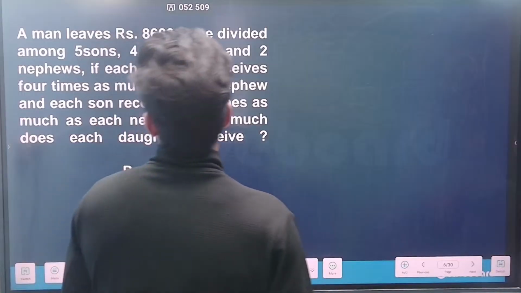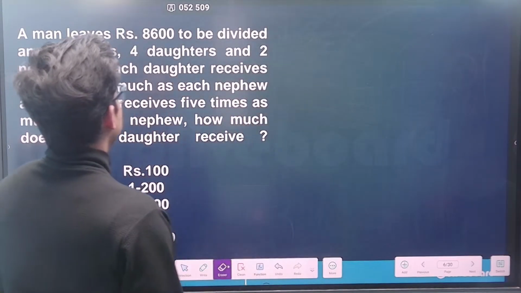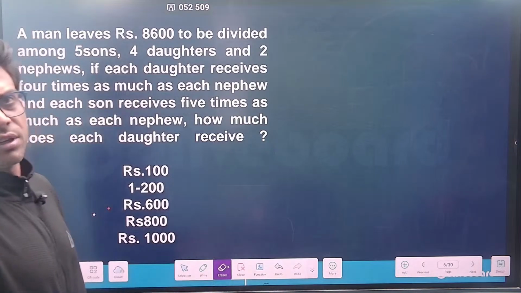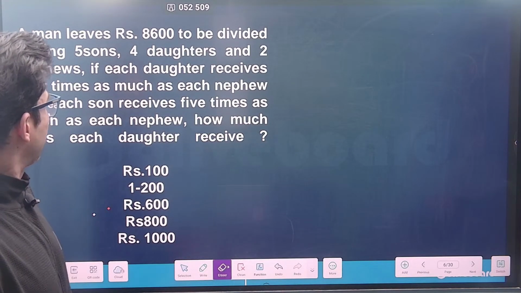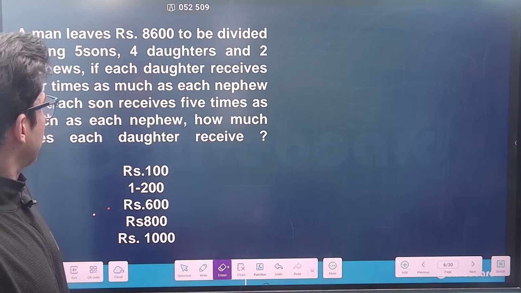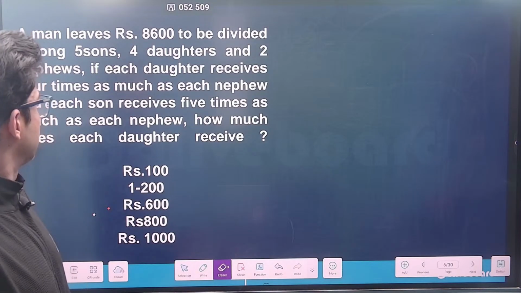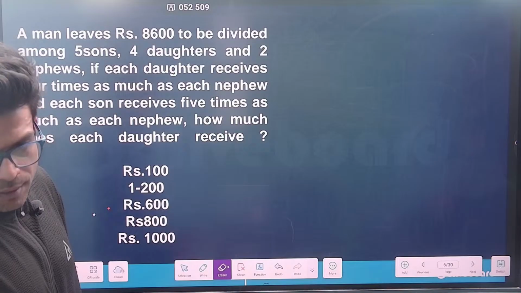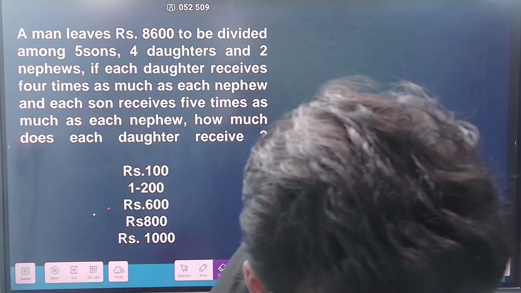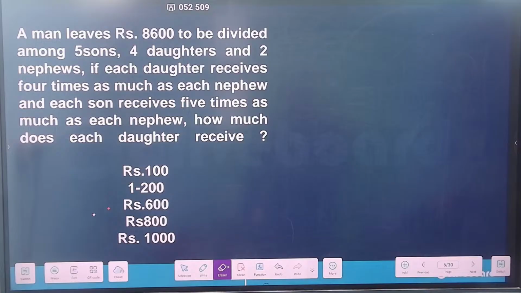A man leaves rupees 8,600 to be divided among 5 sons and 4 daughters. So can we figure out the ratio of daughter and nephew? The ratio of daughter and nephew is 4 is to 2, 4 is to 1. No. How can we solve this? Come on, anyone in the class can answer? Anyone in the class can solve this problem? Guys, you got the proper time, as I say. How can you divide the ratio?